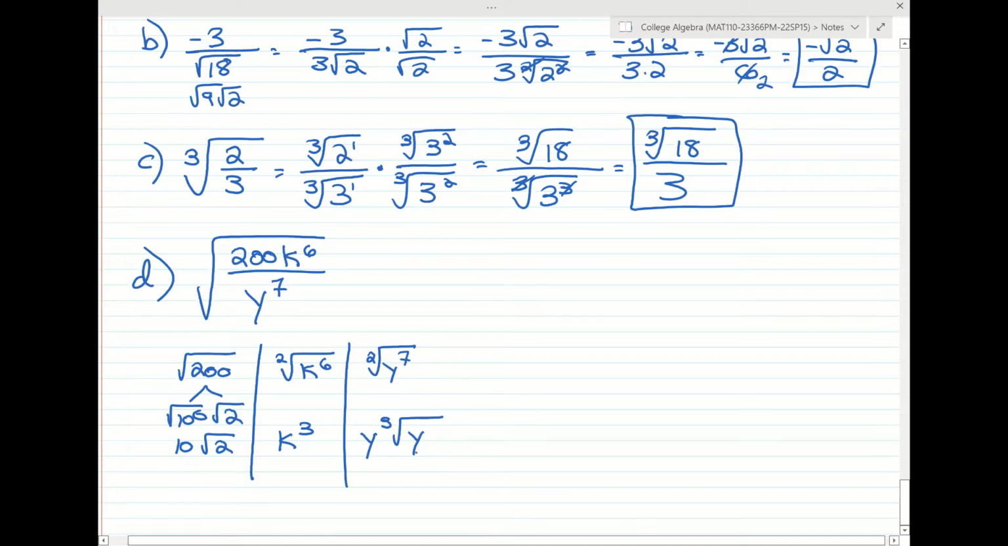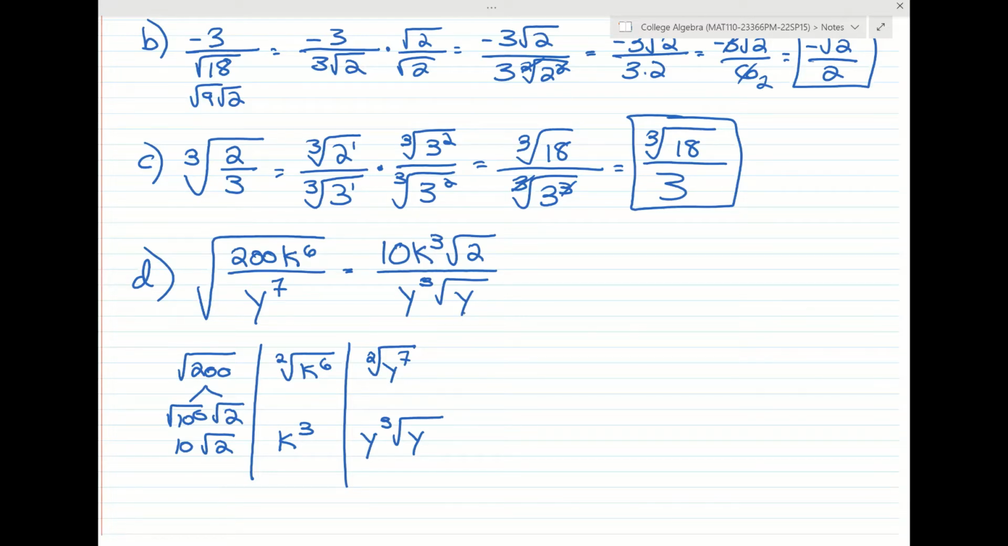So now let's write what this is fully simplified. This would be 10 k to the 3rd times the square root of 2 on top divided by y to the 3rd times the square root of y on the bottom. That's good. It's simplified, but we do have that square root on the bottom that we're not supposed to have. It doesn't matter what else there is. We're just kind of focused in on that square root of y.